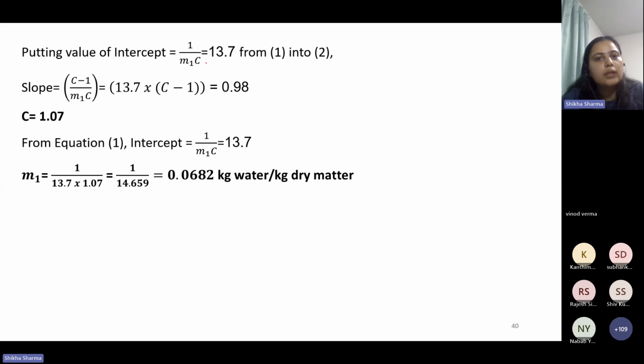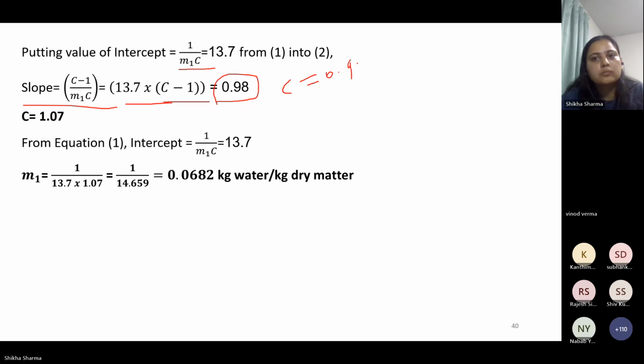When we put the value of the intercept, which is 1 upon m1c equals 13.7, into equation 2, which is the slope equation, c minus 1 upon m1 into c, we get 13.7 into c minus 1, and this slope is equal to 0.98. When we solve this, we get c equals 0.98 divided by 13.7 plus 1.